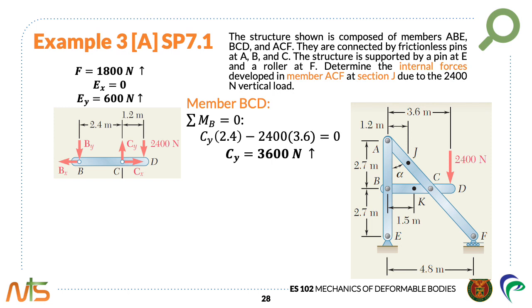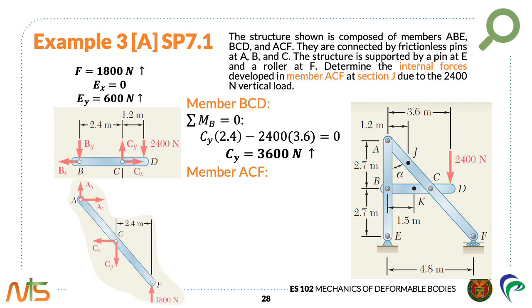Since this is a positive scalar, the direction is retained. So, Cy is upwards. Next we have member ACF, but before that, if we want to determine By in member BCD, we can use summation of forces about the y-axis to determine the reaction at B, which is By.